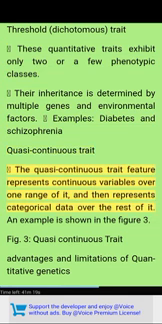The quasi-continuous trait feature represents continuous variables over one range of it, and then represents categorical data over the rest of it. An example is shown in Figure 3. Figure 3. Quasi-continuous trait. Advantages and limitations of quantitative genetics.